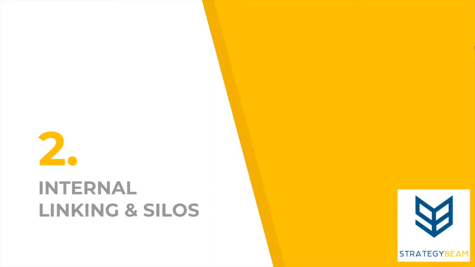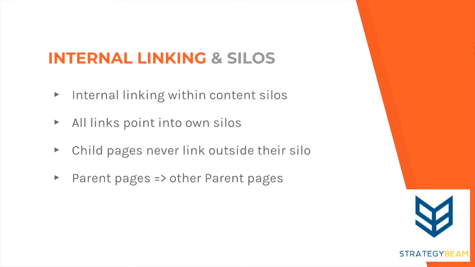So we were talking about how in the previous video we looked at how to create silo structures. Internal linking is very closely related to those content silos. And let's take a look at how internal linking and silos work together. The first thing is that internal linking needs to happen within those content silos. And all links need to point into their own silos. So in the previous example from the past video, we looked at how to keep parent pages linking to child pages and parent pages only linking to other parent pages. And the reason we do this is because content silos keep our content very well organized, and as a result, it's easy for Google and our audience to understand that content.